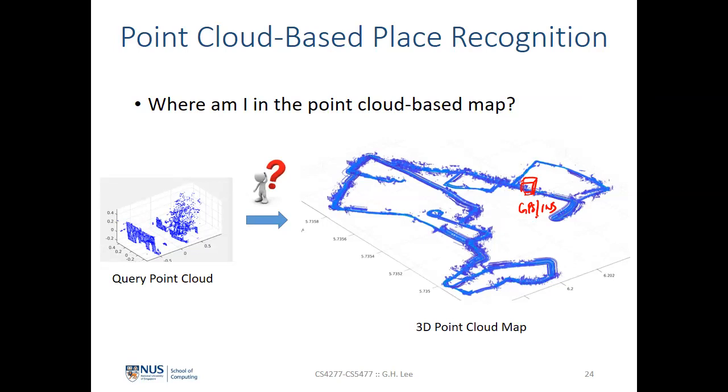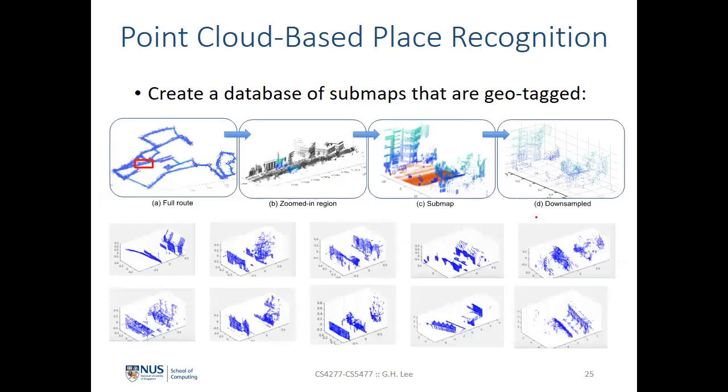The idea in this paper is that you can actually create a database of submaps that are geotagged. That means that instead of looking at the whole terrain, the whole 3D map point cloud, I can split this into many chunks of submaps. Each chunk of submap is geo-referenced, meaning I know the GPS INS. Then I can downsample it for computational efficiency and storage efficiency. This is what it will look like after I split this into different chunks and geotag it using my GPS INS.